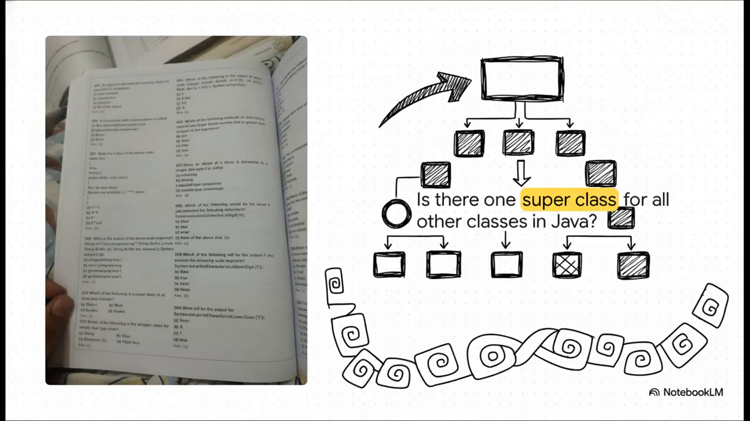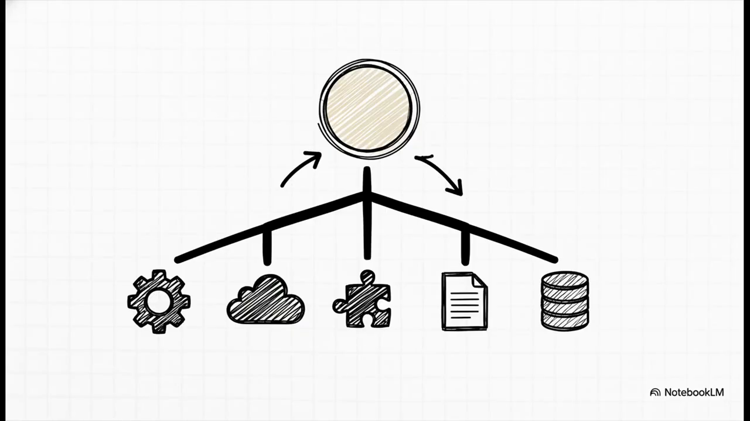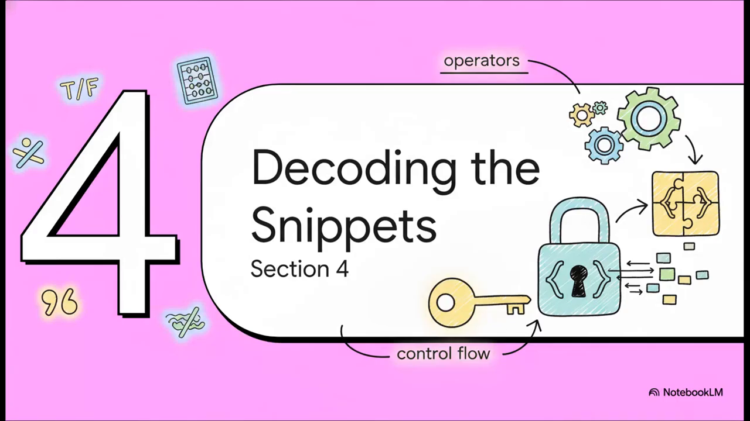So, following that idea of inheritance, if every class can inherit from another one, does that mean there's some kind of ultimate superclass at the very top of the entire Java hierarchy? Yes, there absolutely is. It's the Object class. Whether you type it out or not, every single class you create in Java is a descendant of Object. It's the common ancestor of everything, which is why some methods, like toString, are automatically available on any object you ever create.